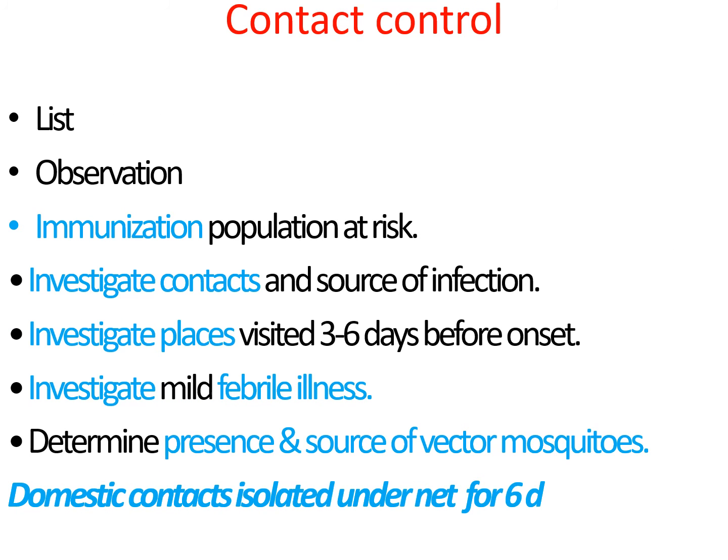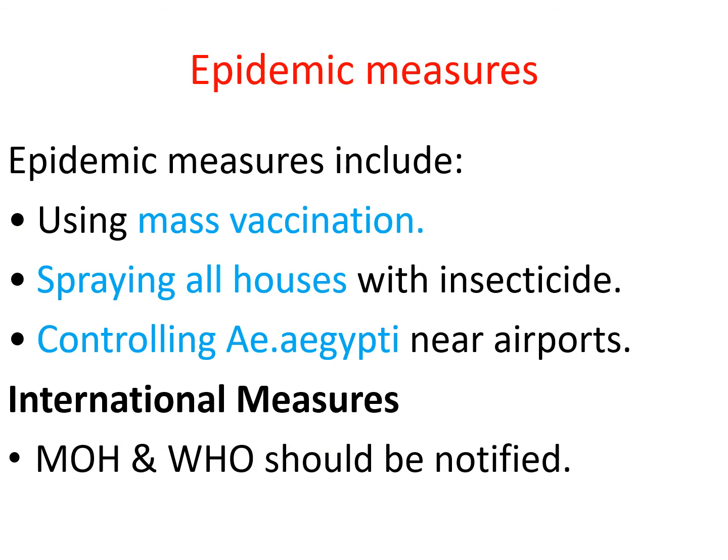Contact control: list, observation, immunization of the population at risk. Investigate contacts and source of infection, investigate places visited 3 to 6 days before onset, investigate mild febrile illness, determine presence and source of vector mosquitoes. Domestic contacts are isolated under a net for 6 days. Epidemic measures include mass vaccination, spraying all houses with insecticides, and controlling Aedes aegypti near airports.